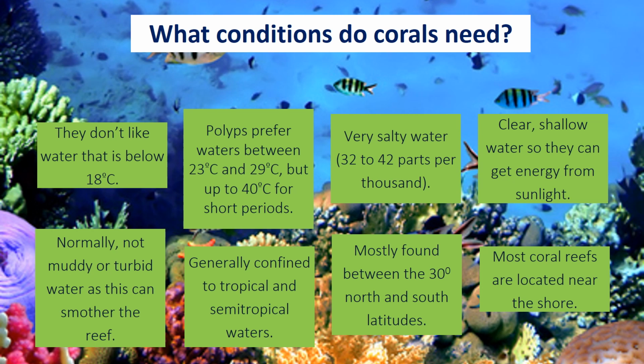They like the water to not be muddy or turbid, as this can smother the reef. Even just small amounts of dust that land in the water in the vicinity of coral reefs can have adverse effects sometimes. Generally confined to tropical or semi-tropical waters. As we've spoken about before, between 30 degrees north and south. And most corals are located near the shore.